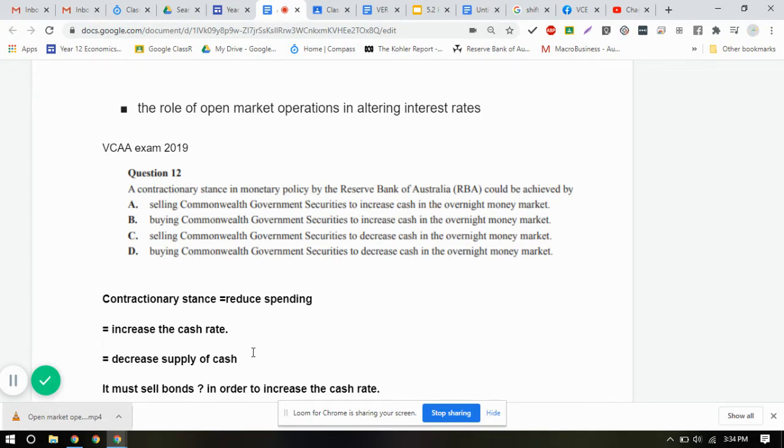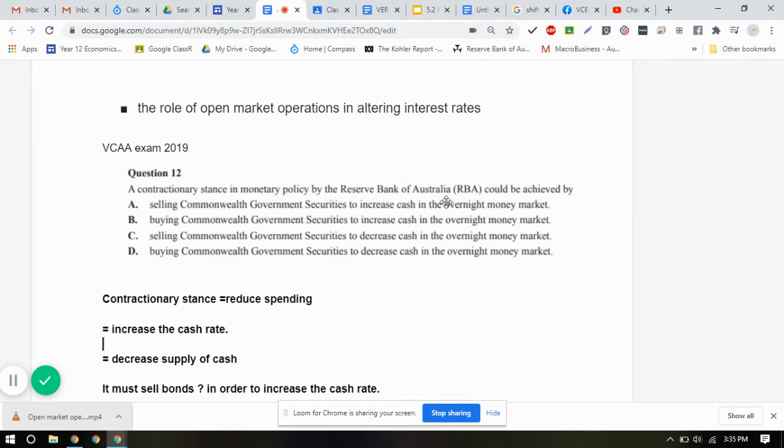Okay? So now that I've got that clear in my head, I'm going to approach the response that I think is best. I'm only going to look at A and C because I know that the only way they could increase the cash rate is by selling bonds. Now A says selling Commonwealth securities to increase cash in the overnight money market.